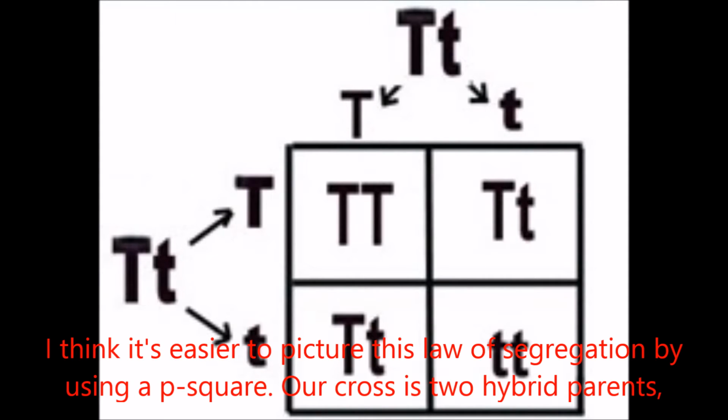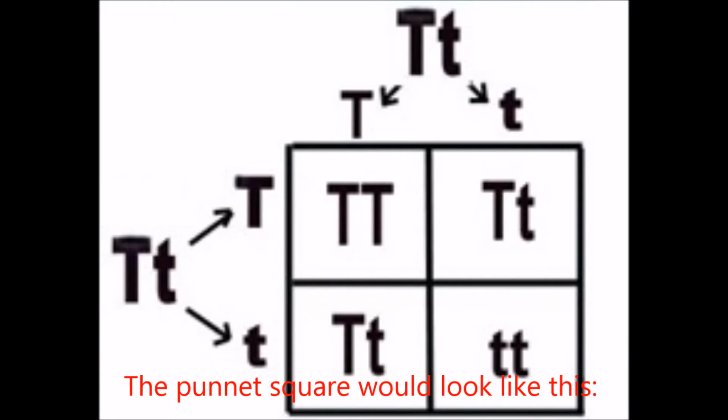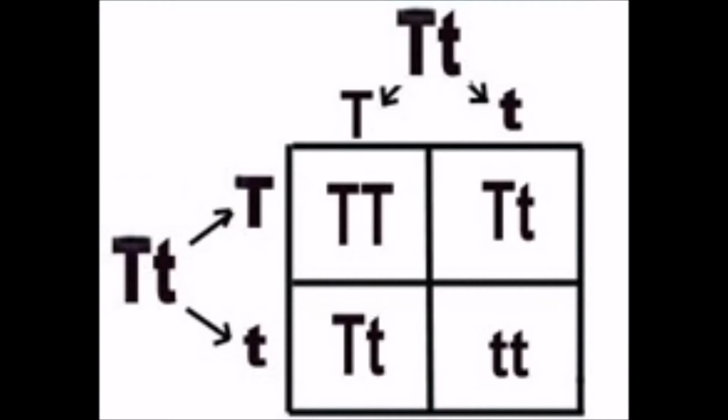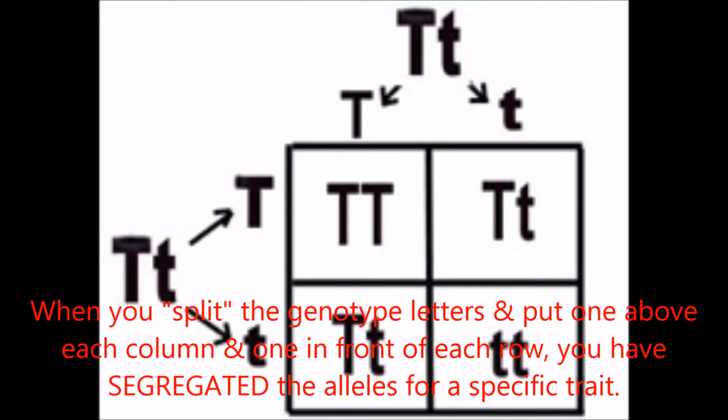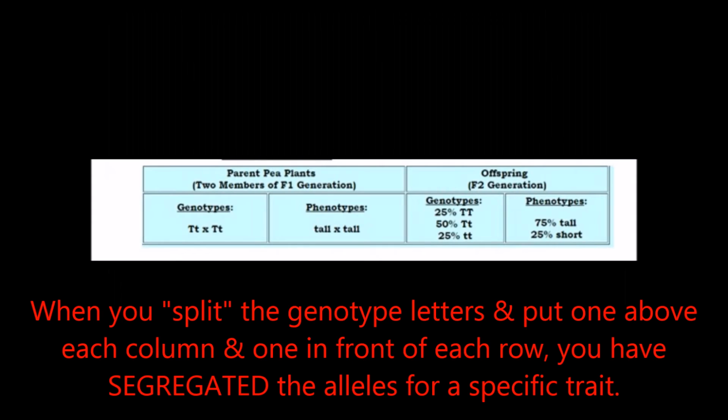I think it's easier to picture this law of segregation by using a Punnett square. Our cross is 2 hybrid parents. The Punnett square will look like this. Now when completing a Punnett square, we model this law every time. When you split the genotype letters and put one above each column, one in front of each row, you have segregated the alleles for a specific trait.